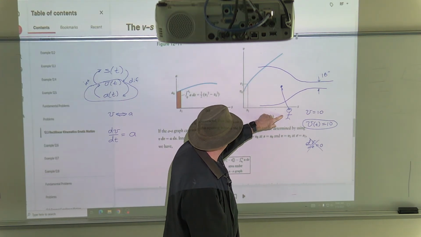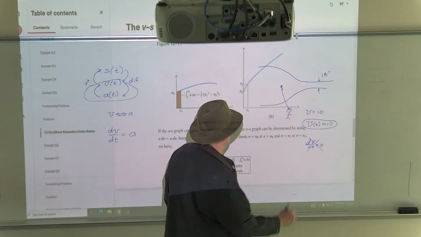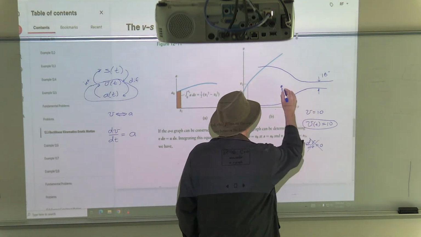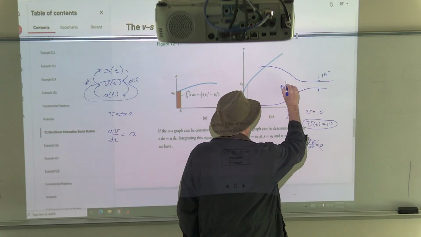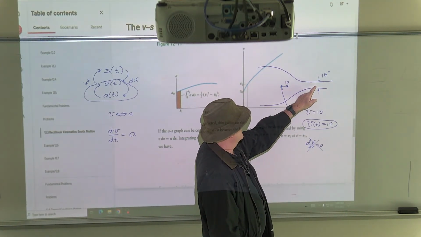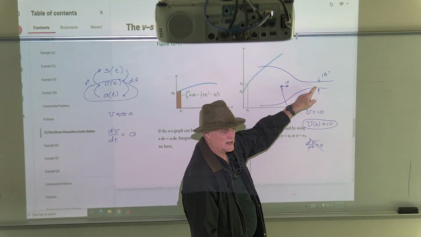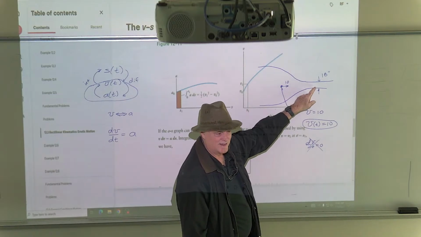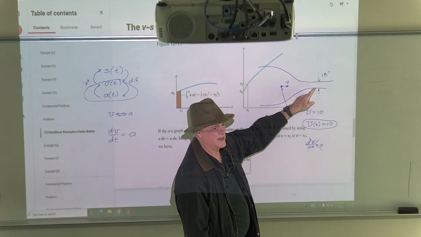People in fluids stare at a thing and see the velocity. And what did I say? It's 10. So it's 10 here. What do you think it is up here? Is it higher than 10 or lower than 10 or equal to 10? Just your gut reaction.